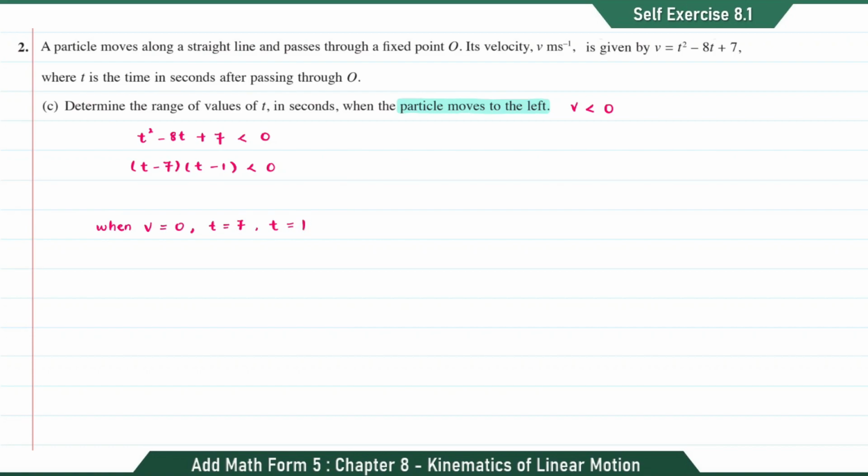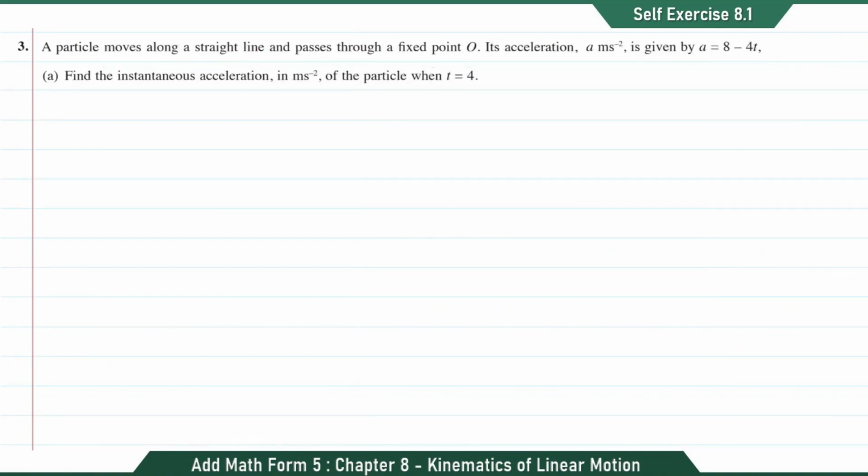To solve this quadratic inequality, we are going to use the graph method. Here will be the number 1 and here will be the 7. As the quadratic inequality is less than 0, the range will be below the t-axis. Then the range of values of t will be t greater than 1 but less than 7.